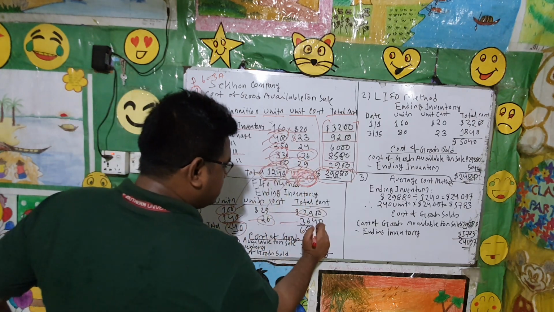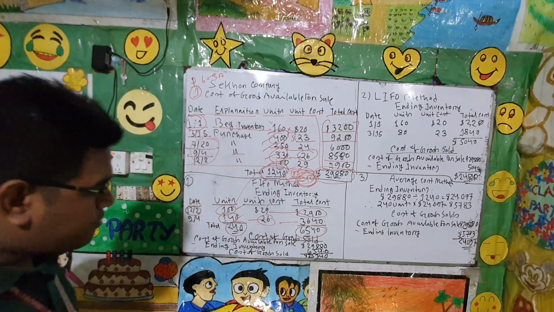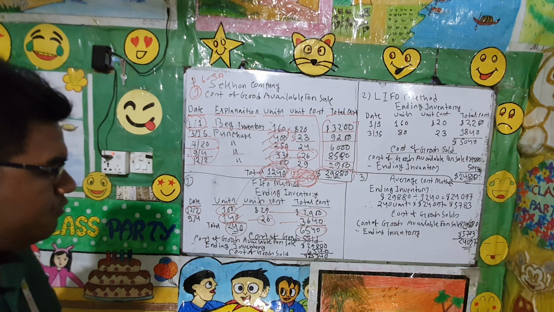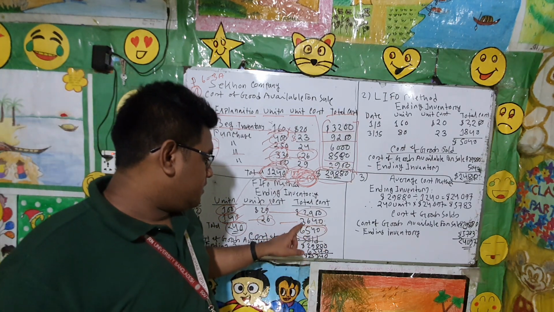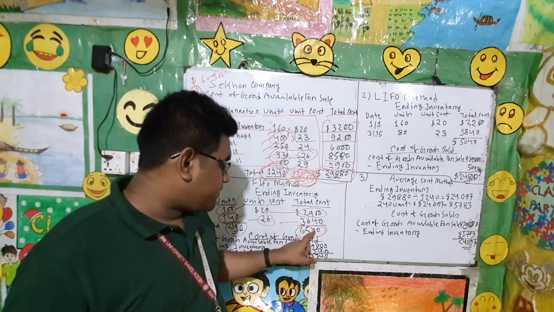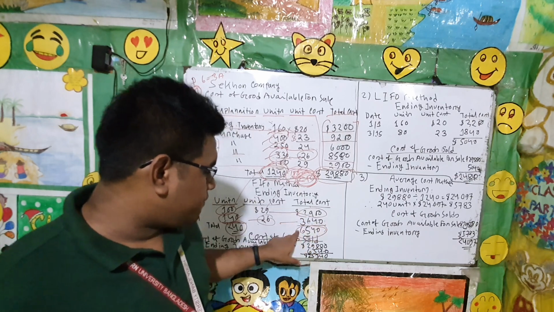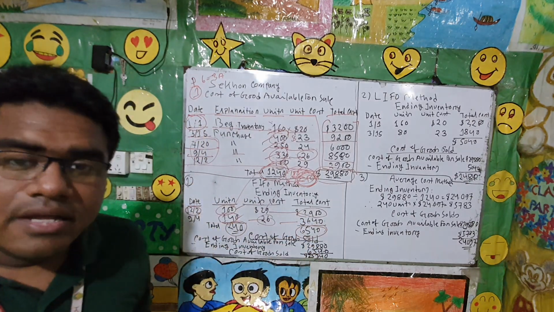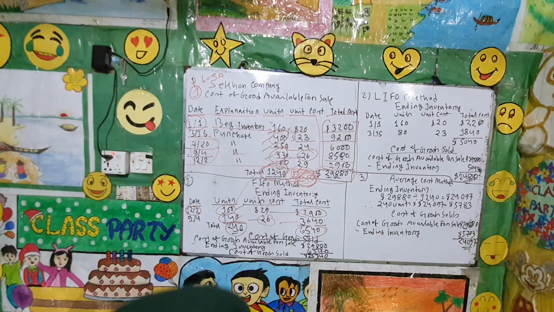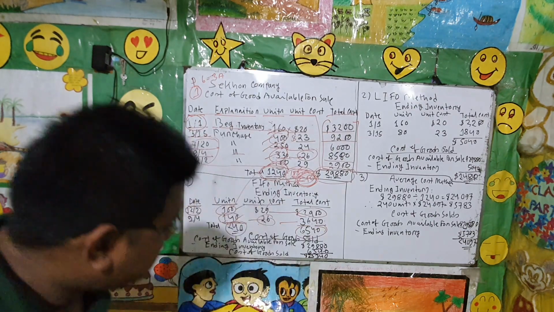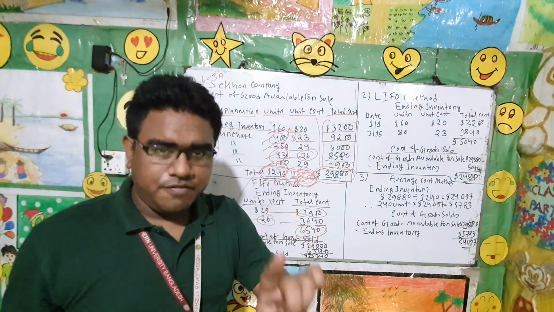So 3640. If we add together, we will get how much? We will get 3640, 6540, 2900 and 3640. We will get the total ending inventory is 6540. Now we have done with the ending inventory using FIFO method.